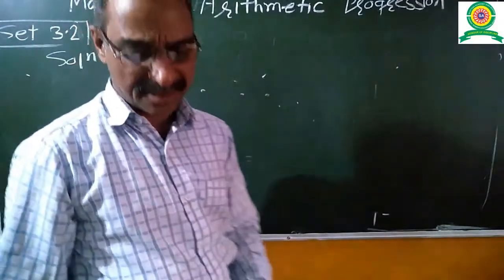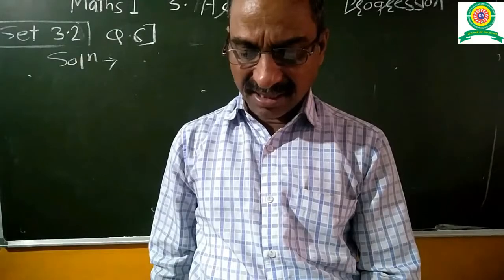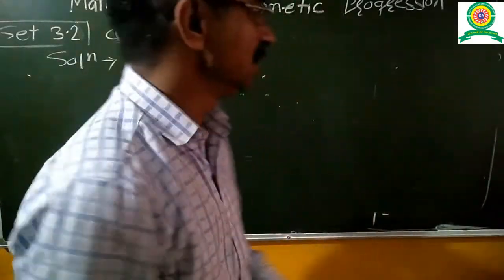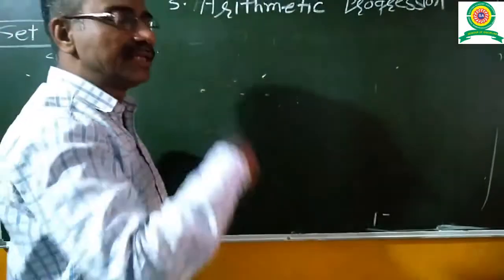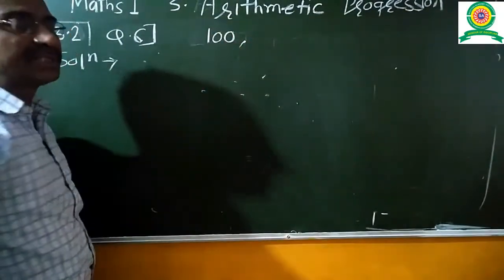Question number 6. I will read the question. How many 3-digit natural numbers are divisible by 5? 99 is a 2-digit number, and after that 100 is the first 3-digit number. So we start from 100.